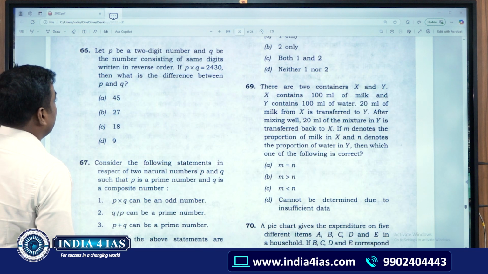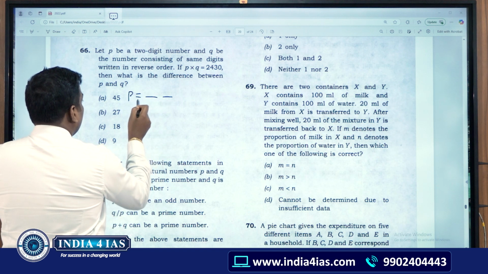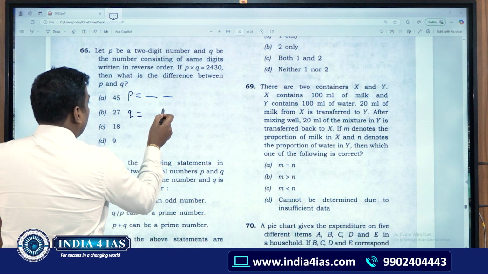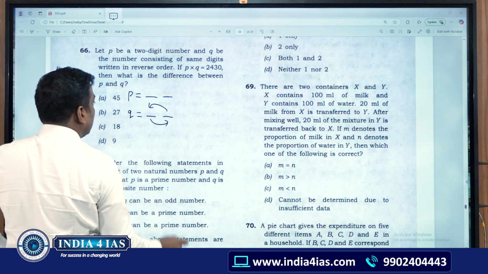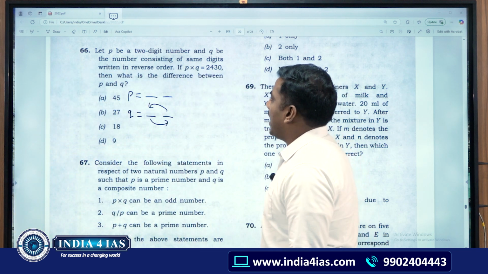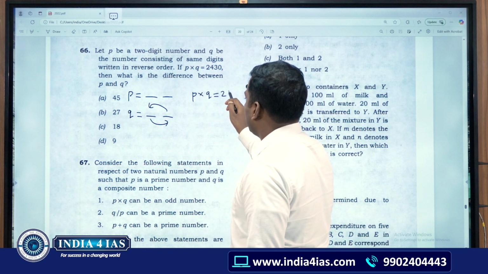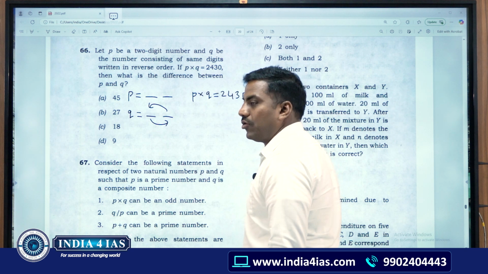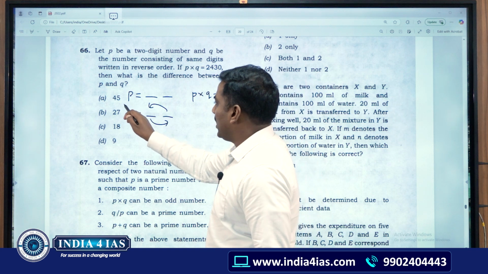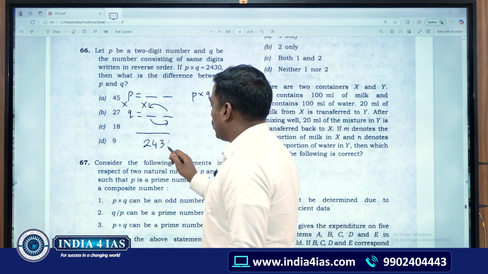Let P be the 2-digit number and Q be the number consisting of the same digits written in reverse order. So if there is one number, this is P, and Q is the number when reversed. So this will come here and this will come here. And P into Q is equal to 2430. So when I multiply these numbers, I should get the product as 2430.